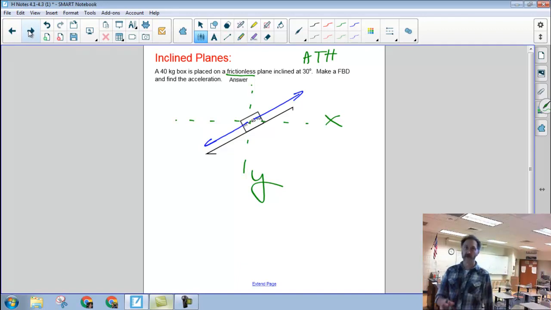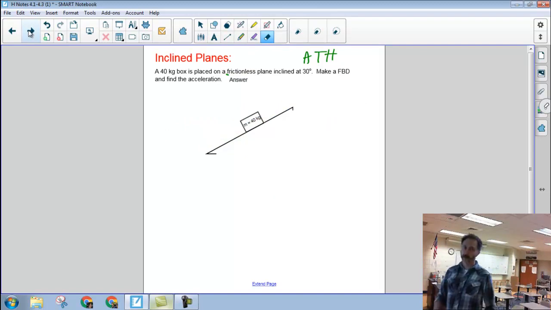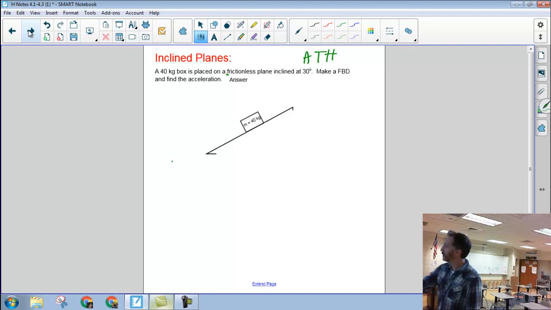All right, so here's the deal. When you're solving a problem with an inclined plane, and only when you're solving a problem with an inclined plane, what we do is we abandon our usual coordinate system of x and y axes, and we replace those with two new axes with new names. All right? So what we're going to do now is we're going to use one axis that runs parallel to the ramp, okay? And we're going to call that the parallel axis. All right? And then the other axis is going to be an axis that runs perpendicular to the ramp, okay?